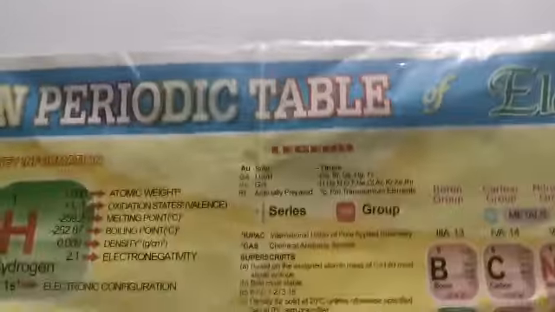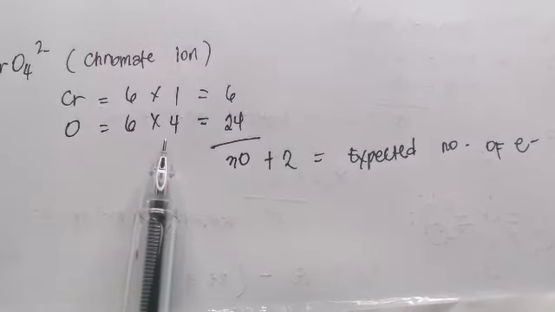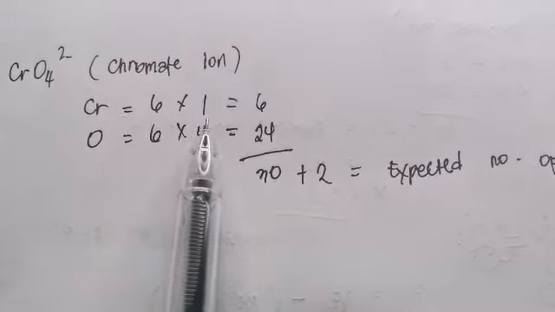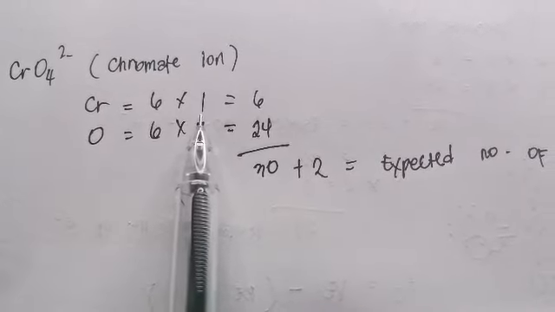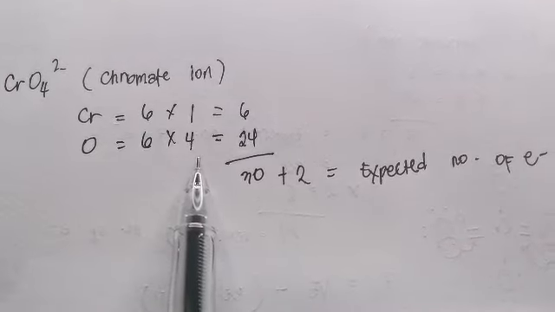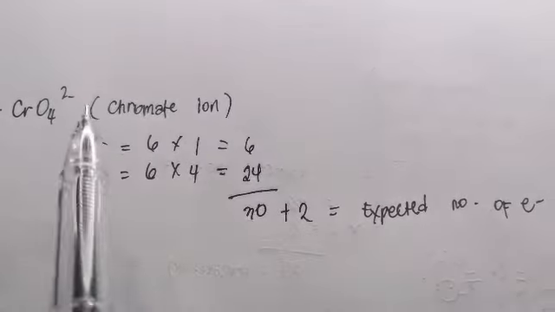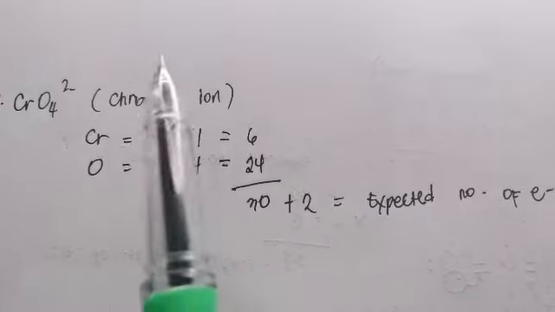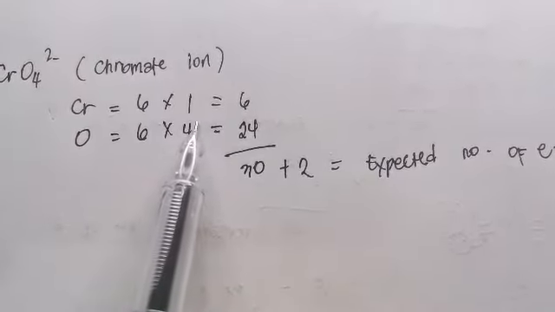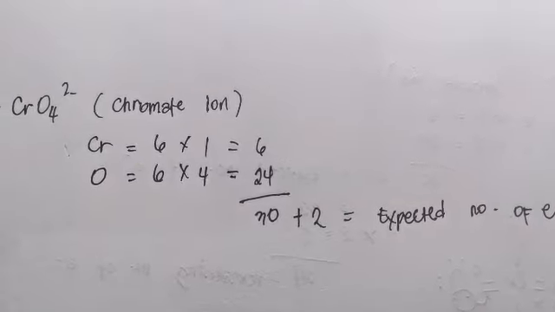So here, if we have no electronegativity value to base on, we can see that chromium is only 1, and then oxygen has 4. So it means chromium wins as the central atom because it has the least. Okay.